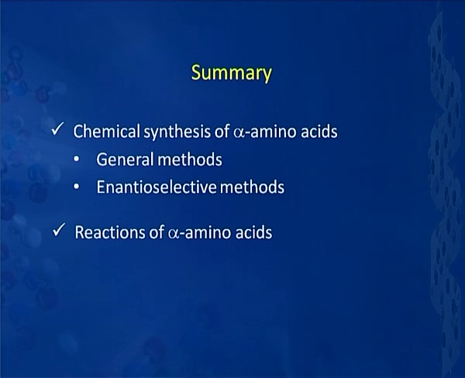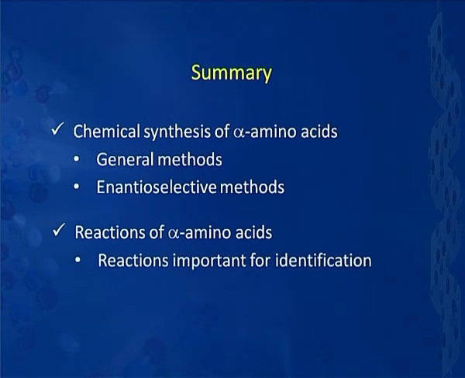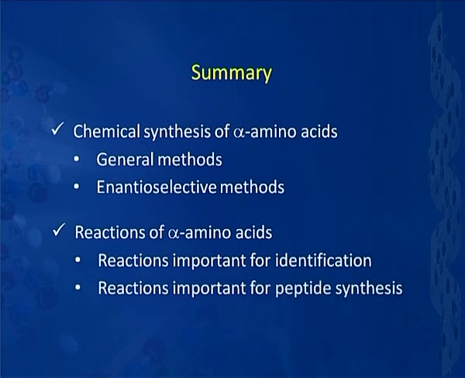Thereafter, we took up the reactions of alpha amino acids. Here again we talked about 2 sets of reactions. The first set belonged to the reactions which were important for the identification of alpha amino acids, the ninhydrin reaction and many more were talked about, and the second category was the reactions which were useful for peptide synthesis, about which we will be talking at a later stage.